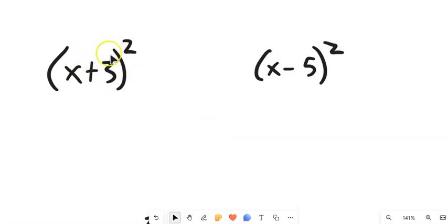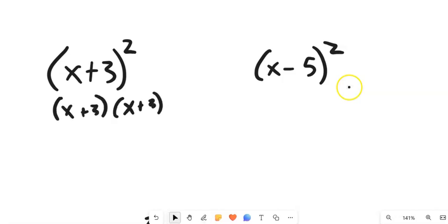Both of these we can consider perfect squares because they're squared. Now, if we think about the shape of this, x plus 3 squared, remember this means x plus 3 multiplied by x plus 3. So if we were building this with tiles, we'd have an x length, x times x.